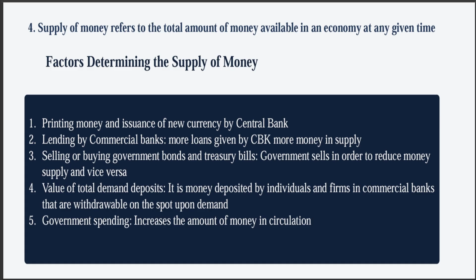So yeah, the fourth one is the value of total demand deposit. So it is first, what is total demand deposit? It is money deposited by individuals and firms in our commercial banks, like for example KCB, Cooperative, that are withdrawable on the spot upon demand.